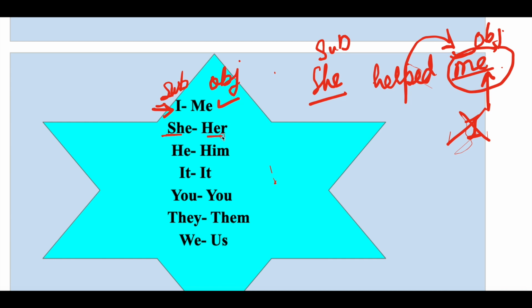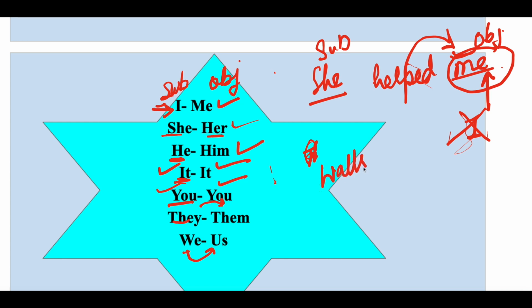She is the subject. Her is the object. He subject. Him object. It does not change. It is same as subject and as object. You also remains the same. They becomes them and we becomes us. Okay. Understood?